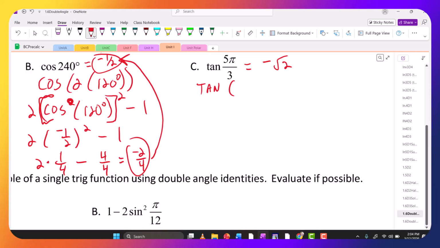Okay, but then this is tan of 2. Huh? I wasn't finished. Everyone just relax. All right, sorry. I said 3. Sometimes the brain just glitches. All right, 2 times 5π over 6.